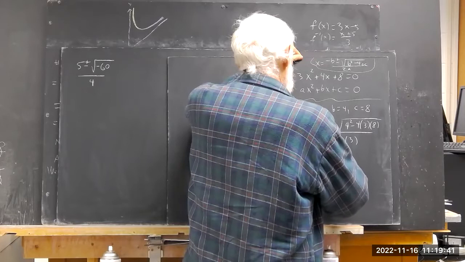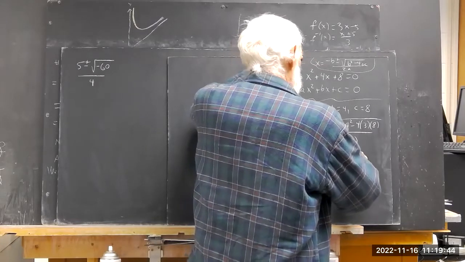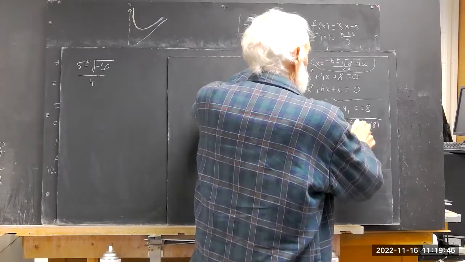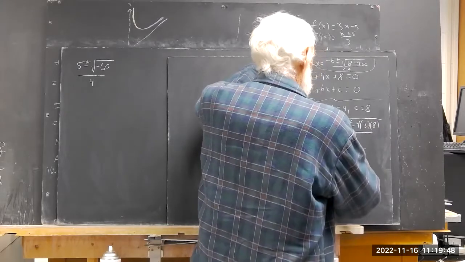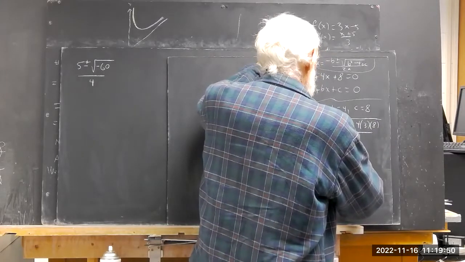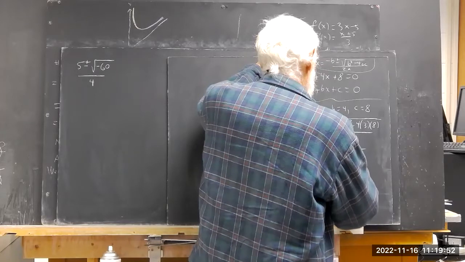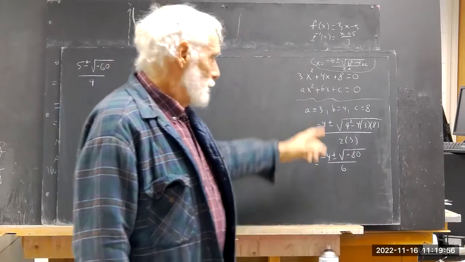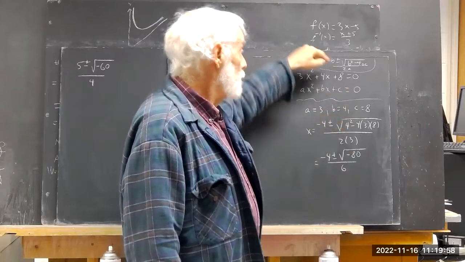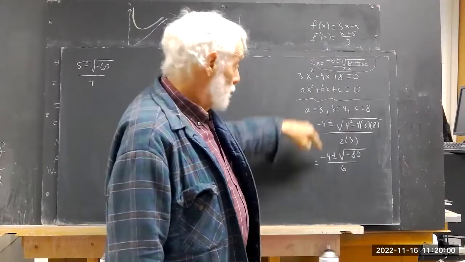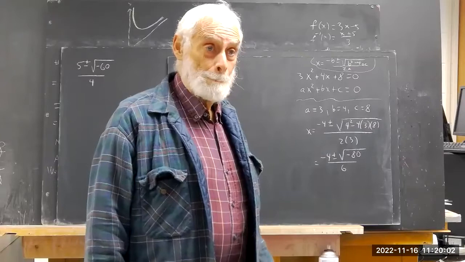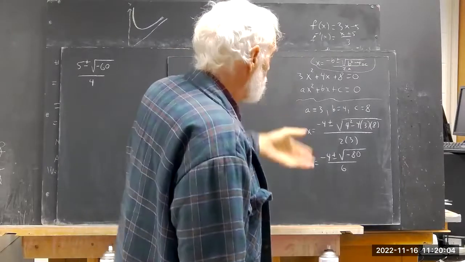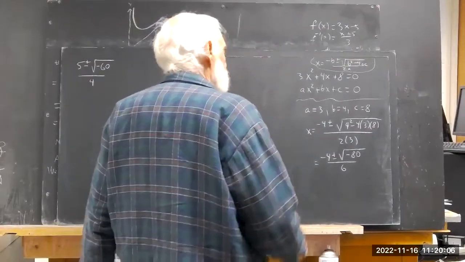That's negative 4 plus or minus the square root of, well, that's going to be 16 and that's going to be negative 96. So that's going to give you negative 80, over 2 times 3, which is 6. So just identify A, B, and C, know the formula, put the numbers in, and do the arithmetic. Okay, well, now what do you do with the arithmetic here?